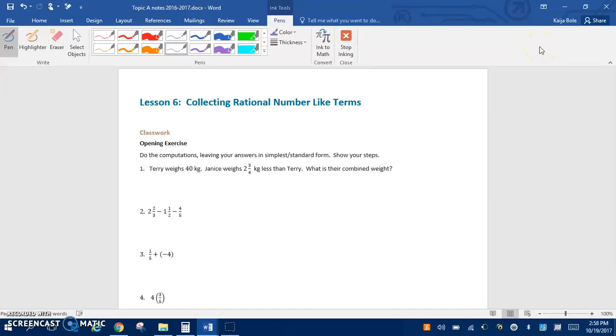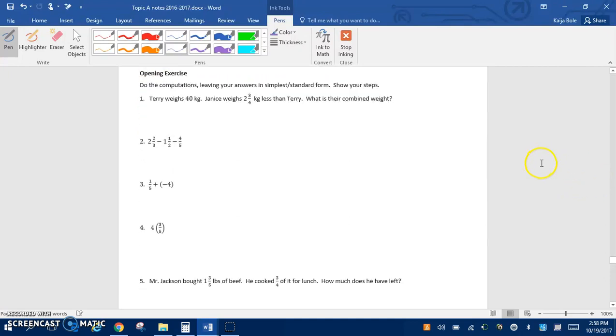Alright, so here we are on lesson 6. We are collecting rational number-like terms. So we are going to split this up into 2 days. We're going to do a few examples today and then a few more in the next video. So for right now, I want you to just cross off. We're not doing any of these. Alright, we don't need them. But instead, I'd like you to write this one down. So number 1 is going to be 3/4 x plus 5/6 x plus 2/3.